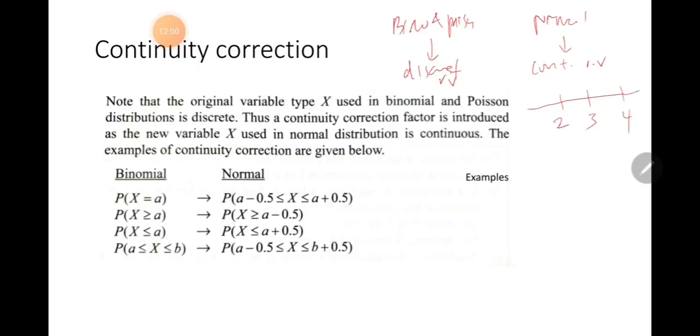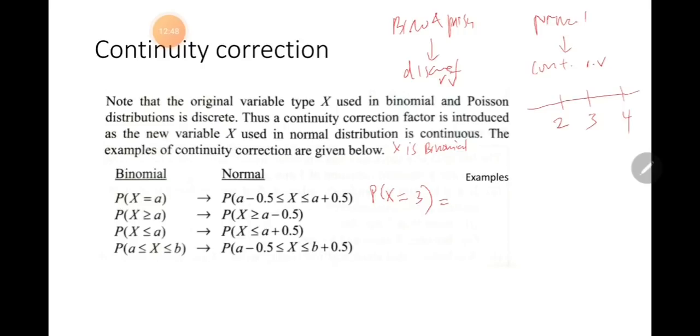Okay, so I'll give you an example. Per se you want to find P(X = 3). Right now, let's say X is binomial, so X is discrete. Say the n is 17. You don't have a calculator, only the statistical table, but the statistical table didn't give you n equals 17.